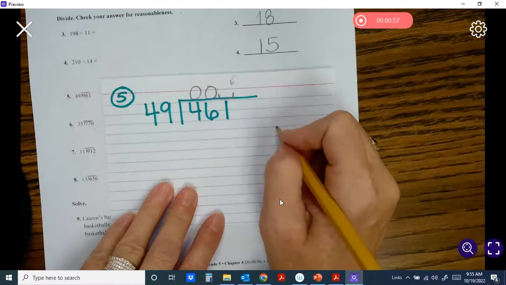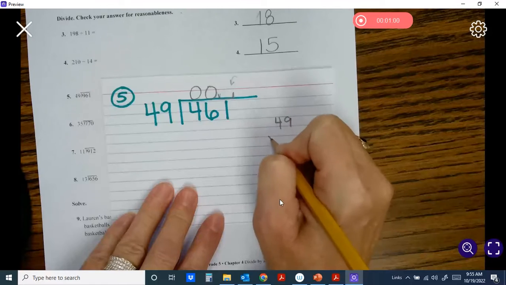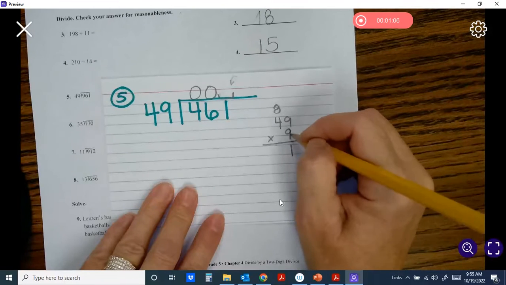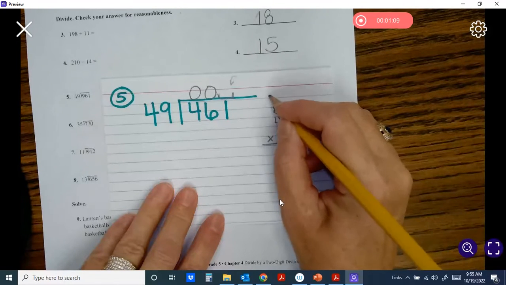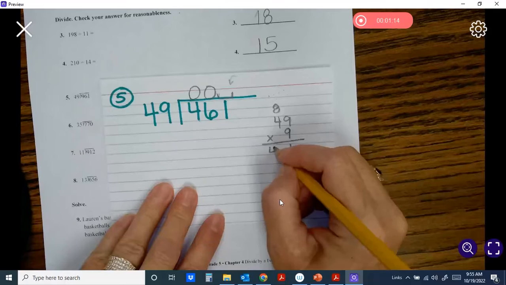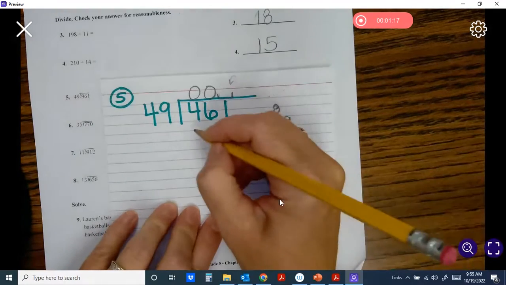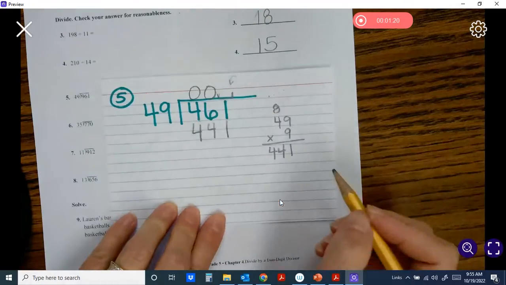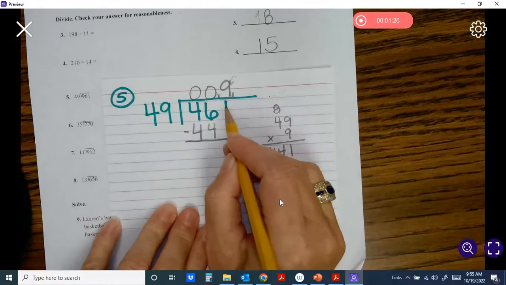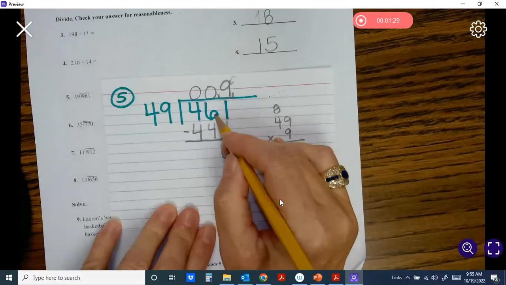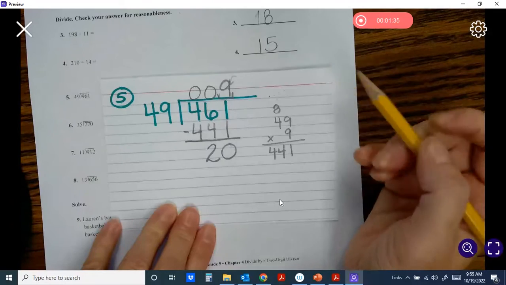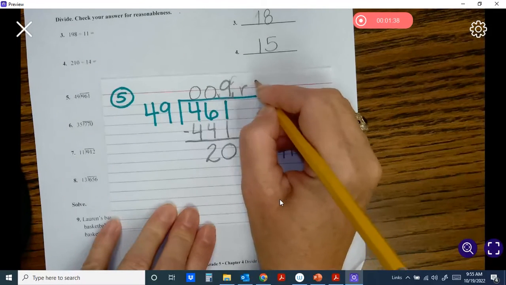So I'm going to try 49 times 9. 9 times 9 is 81. 9 times 4 is 36, 37, 38, 39, 40, 41, 42, 43, 44. And that will work. 441. I'm going to write a 9 in my quotient. I subtract. 1 take away 1 equals 0. 6 take away 4 equals 2. So I have 9 remainder 20.